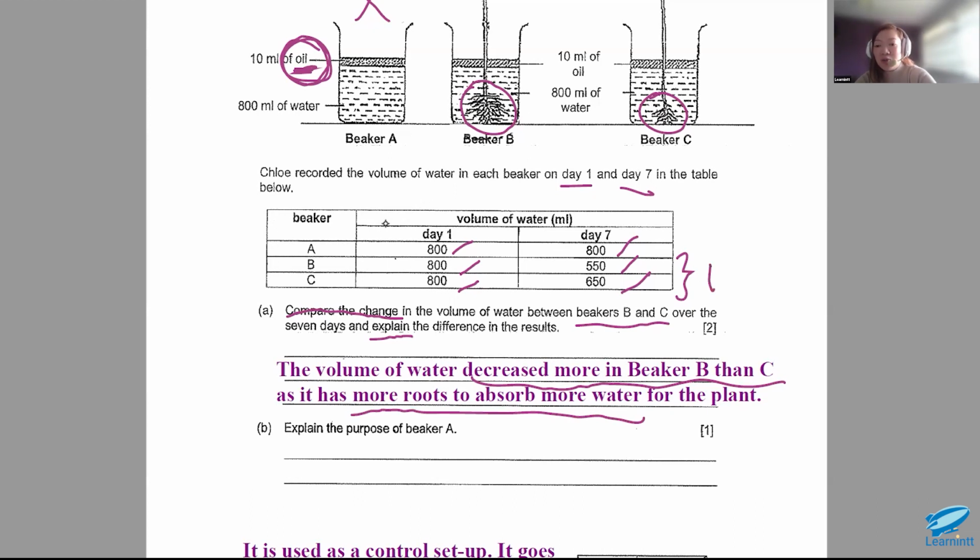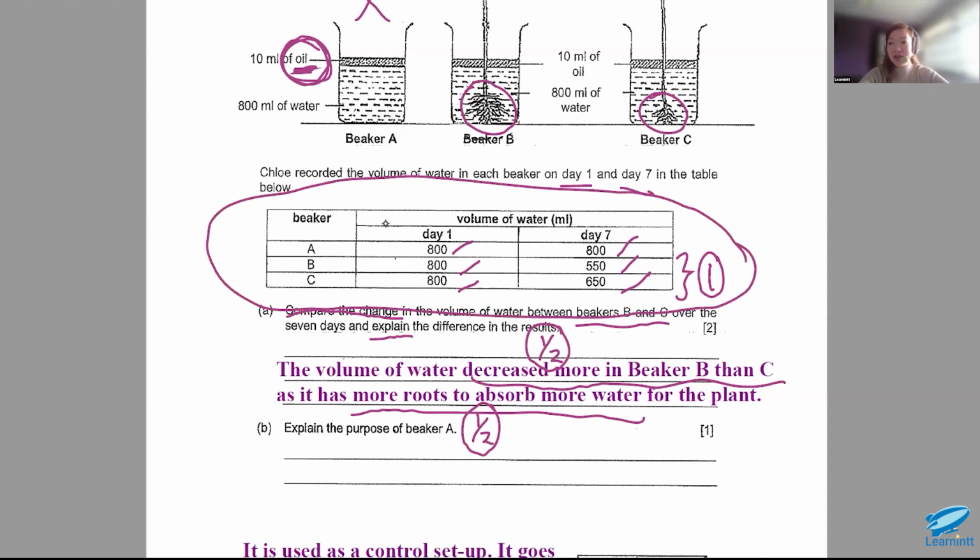To be able to find out why and the more or less, deciphering the data, interpreting the data, you get 1 mark. Writing it out, decrease more in beaker B than C, half mark. Why? More roots to absorb, another half mark. That's how you get 2 marks. The first step has to be there, okay? If your first step is not there, you can't even get the 1 mark, then everything will be wrong. That's why this part about interpreting the data gives you 1 mark out of 2.